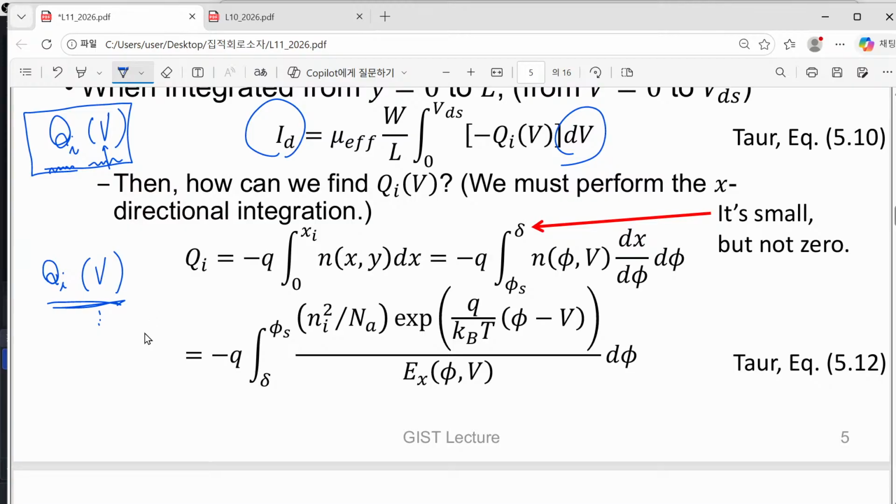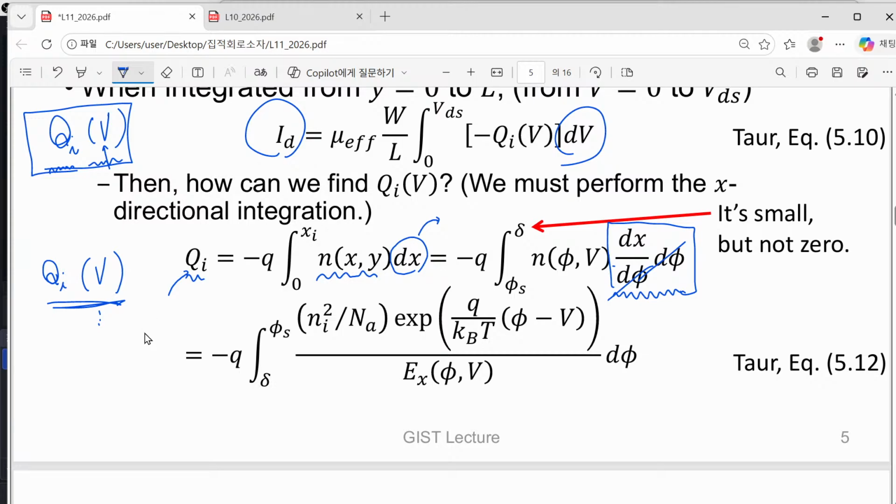Let me just come back to the basics. By its definition, Qi is simply given as the vertical integration of electron density. Here we have x directional integration, but that can also be converted with a variable transformation. Now we can say this one. Please have a look at this one. Yes, this corresponds to dx.